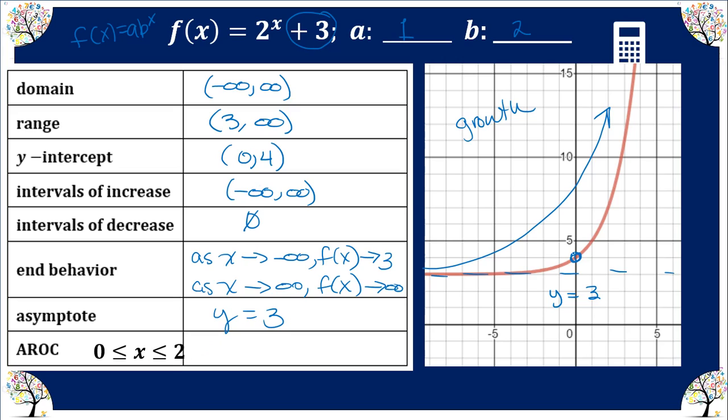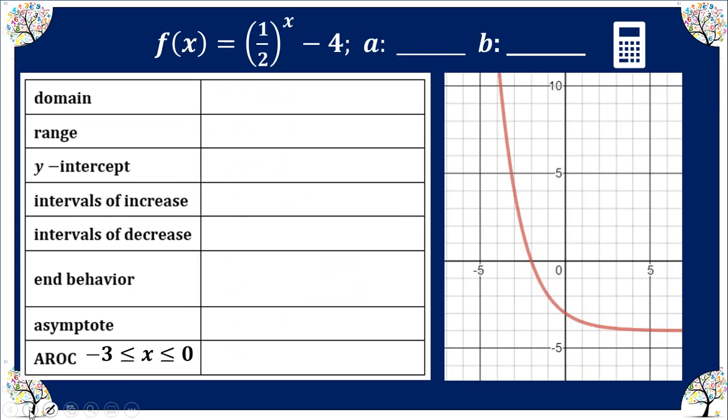And then let's find the average rate of change. So when x is 0, we have our 4 value. And then when x is 2, crosses here. So 1, 2, 3, 1, 2. So we have an average rate of change of 3/2. Okay, let's take a look at a few more. My a value is 1. My multiplier is 1/2, meaning this is going to be a decay.